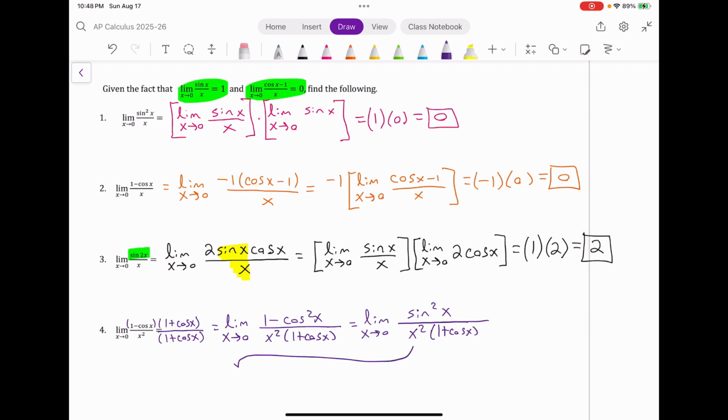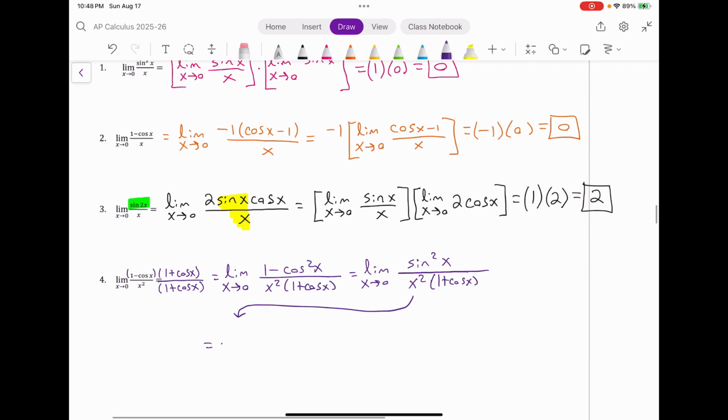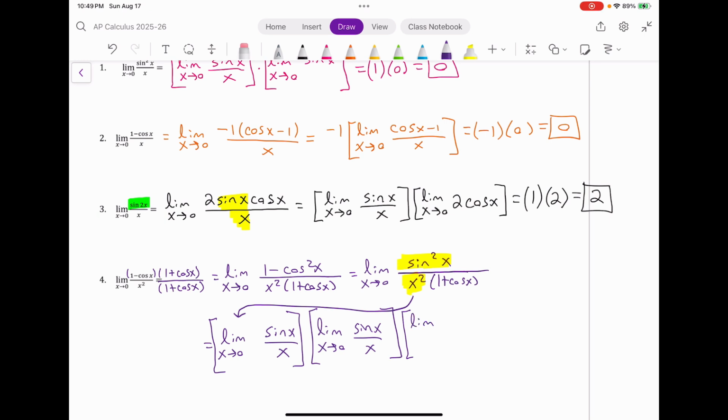Okay, so continuing on. Again, don't forget the limit notation. Equals the limit as x approaches 0 for sine x over x times the limit as x approaches 0 for sine x over x. So I essentially just separated what I highlighted into 2 different limits. And okay, what do we have left? So we're just using the product law here of limits. So the limit as x approaches 0 for 1 over 1 plus cosine x.